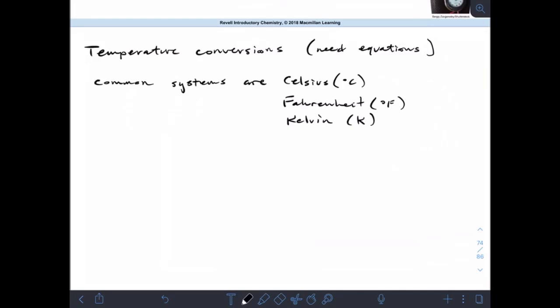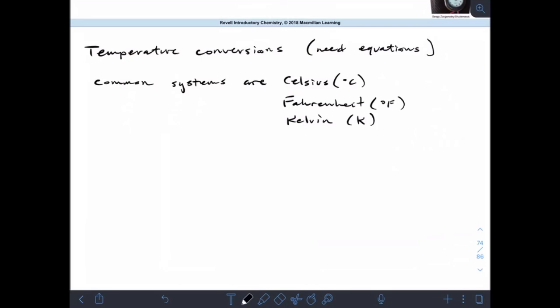All right, so this will be probably our last video for this chapter, and it's going to cover how to convert between different units of temperature. And when doing temperature conversions, you need equations. They're not quite as straightforward as doing unit conversions. You actually need an equation to convert between the different temperature systems. The most common systems are Celsius, Fahrenheit, and Kelvin.